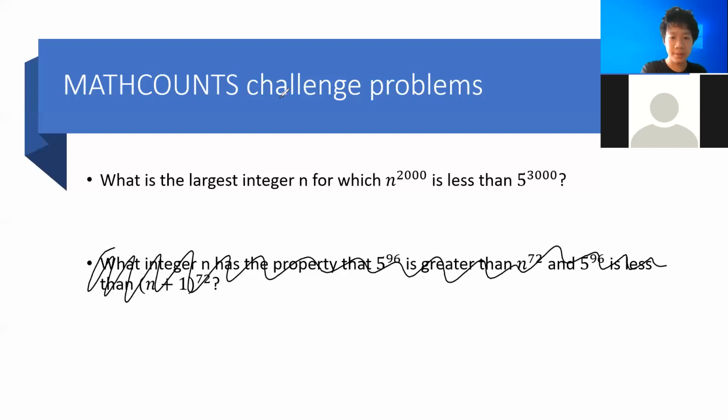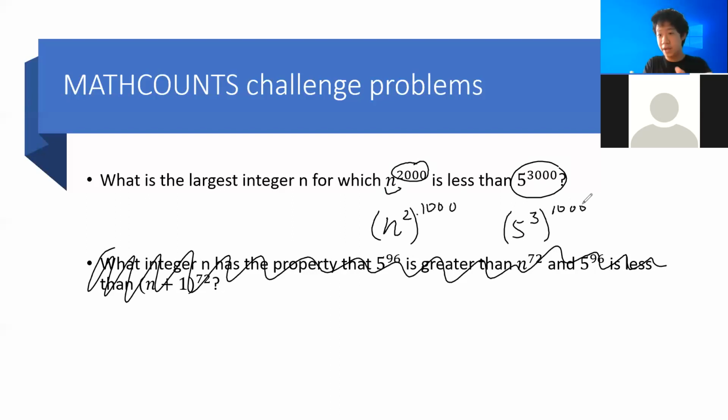Okay, so I'm just going to explain this now. So the thing is, we can take the n to the 2000. The 2000 is really a really big number, right? And 5 to the 3000 is just as big of a number. So we can split this into n to the 2 to the 1000. This one is 5 to the 3 to the 1000. And since we're comparing these and both of them have 1000 power on them, the 1000 power really doesn't matter at all. So now we're just comparing n squared and 5 to the third.